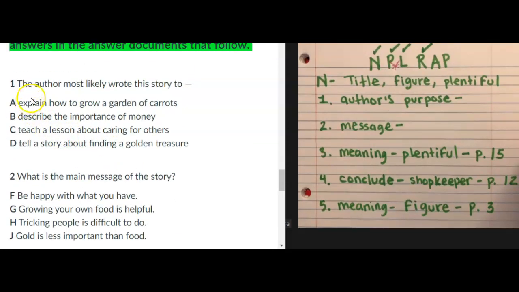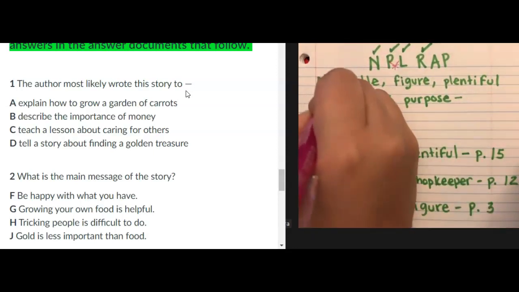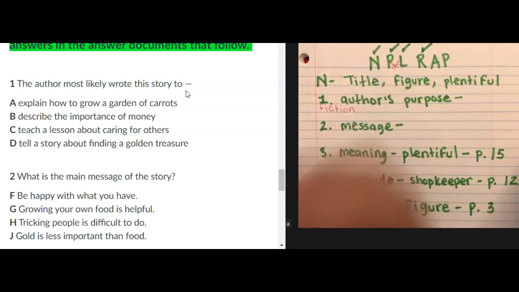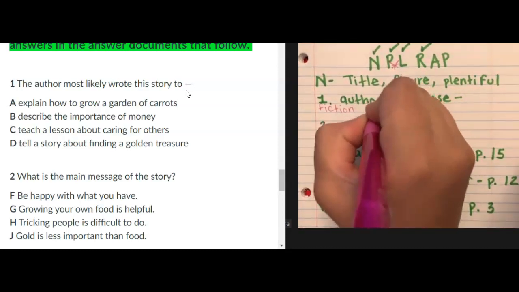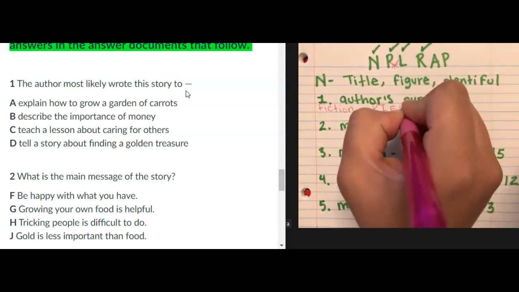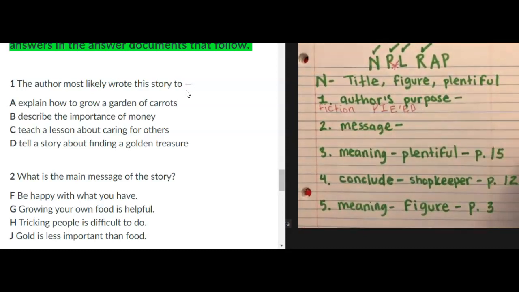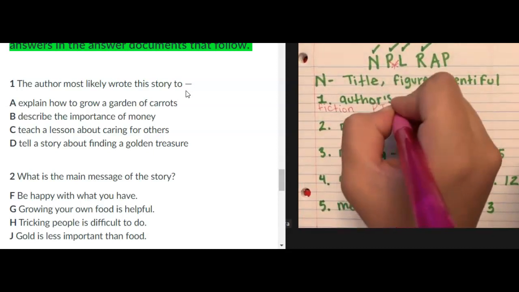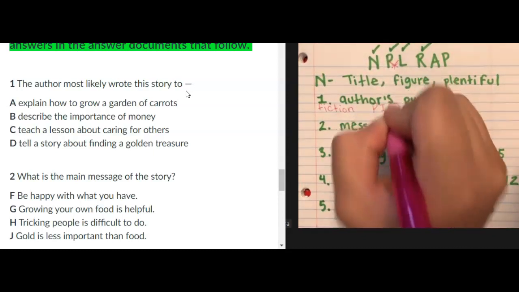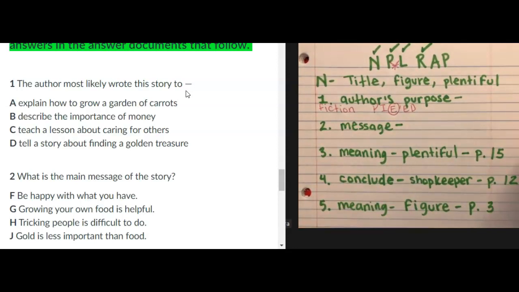Question number 1 was asking me, the author most likely wrote the story to. Well, if I remember correctly, this story was a fiction story. So I can write that in my question number 1. I can keep going with my clues. This was a fiction story. I know that author's purpose, we have been learning about author's purpose and PIE. Because it was a fiction story, I most likely think that this was to entertain the reader. So I'm going to try to see if there's anything that sounds that way in my answers.